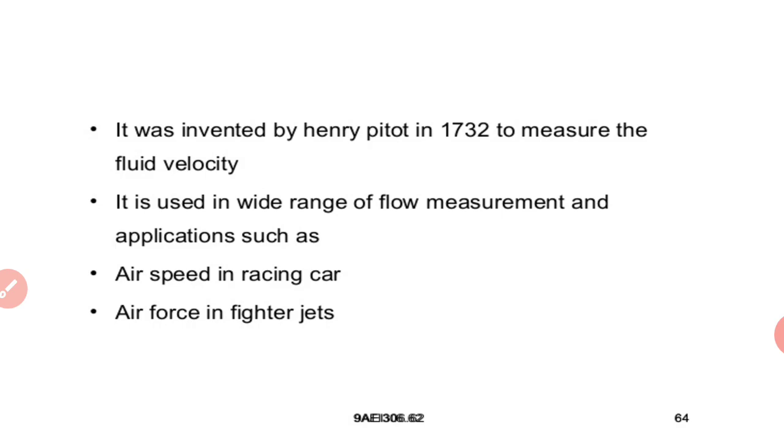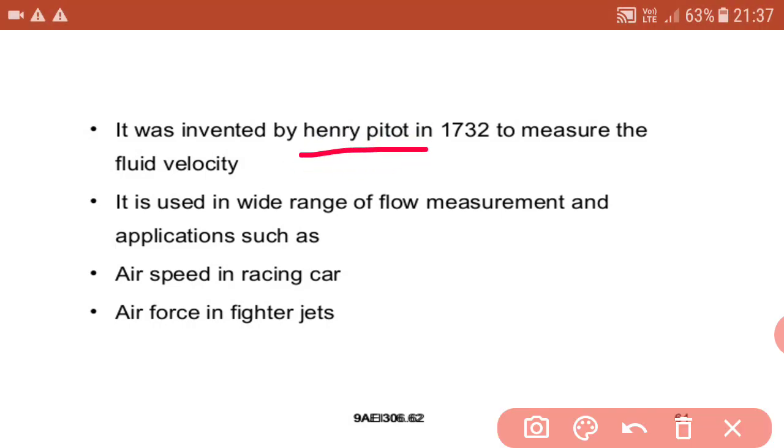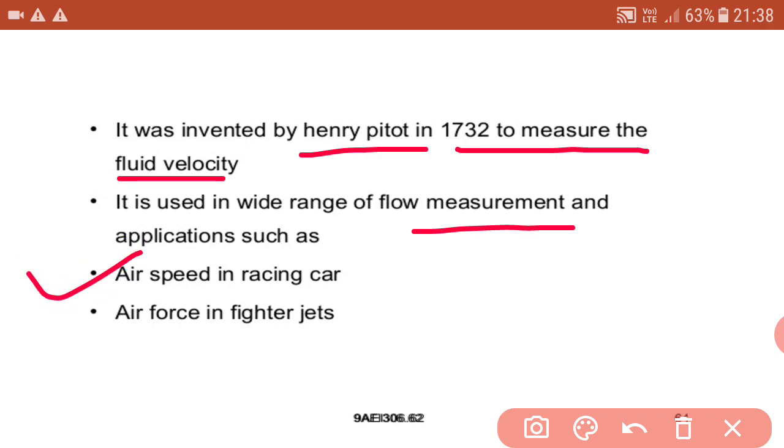It is invented by Henry Pitot in 1732 to measure the fluid velocity. So this tube is used for measurement of velocity of fluid. It is used in a wide range of flow measurement applications such as air speed in racing cars, then air force in fighter jets. So in this type of applications we are using this pitot tube.